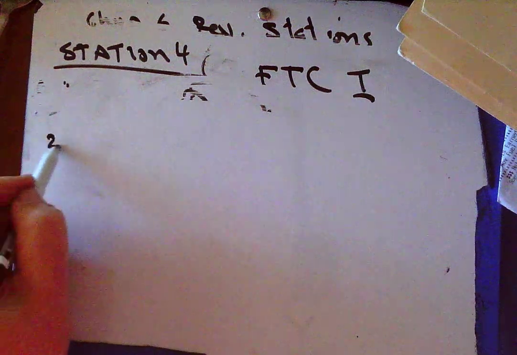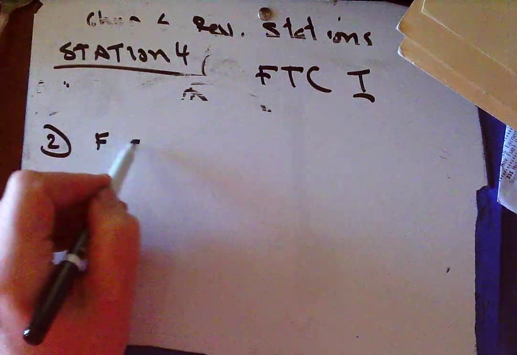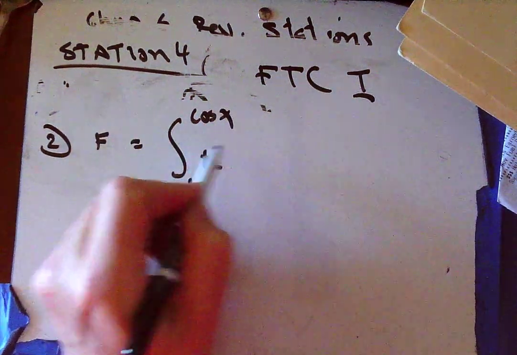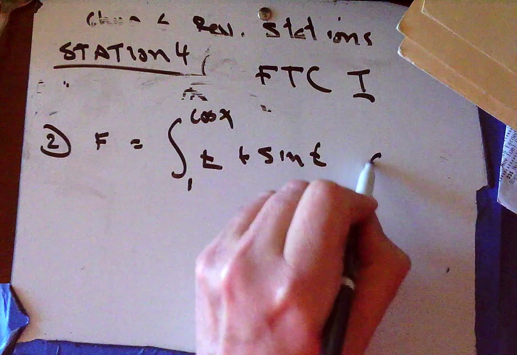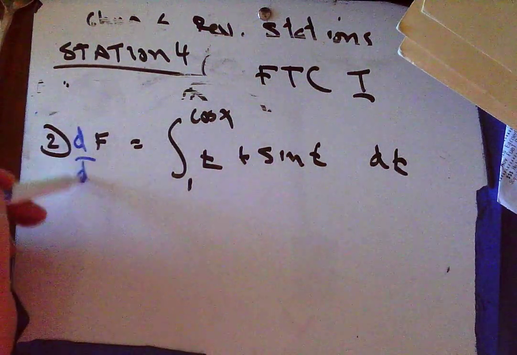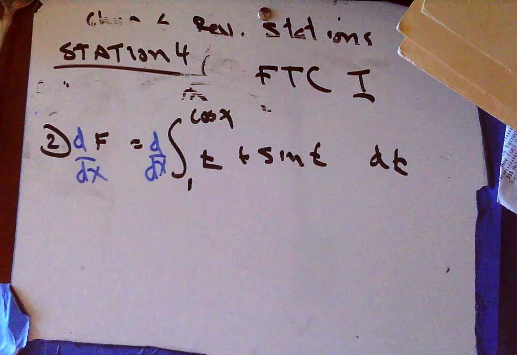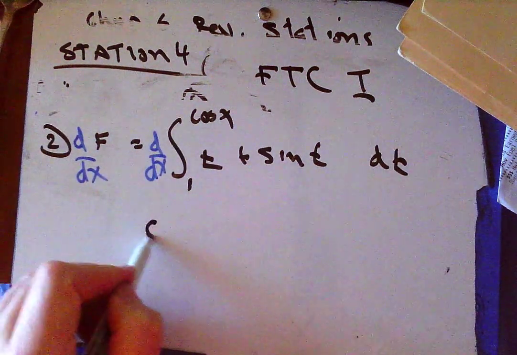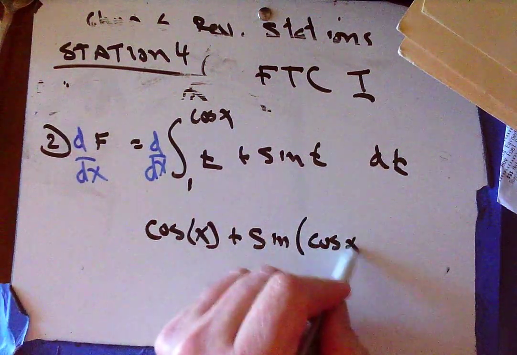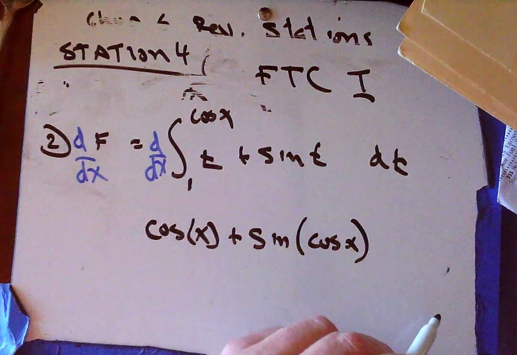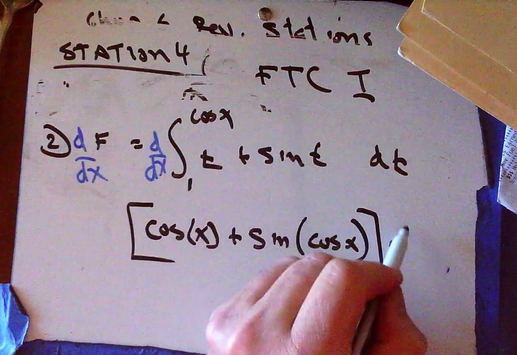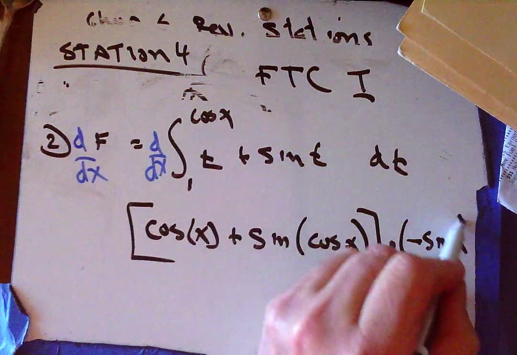Okay, problem number 2. We're given f of x this time equals the integral from 1 to cosine x of t plus sine t dt. And when we take the derivative of both sides, we're going to get cosine x plus sine of cosine x times the derivative of the inside function, negative sine x.